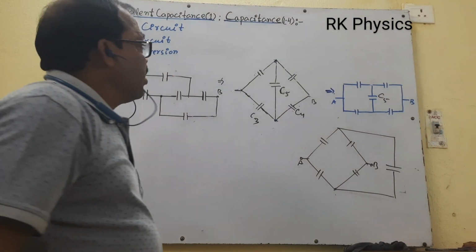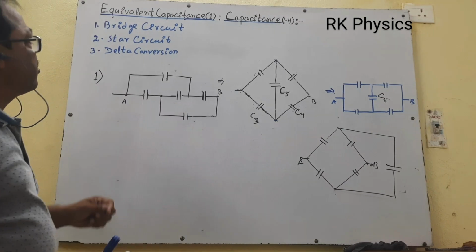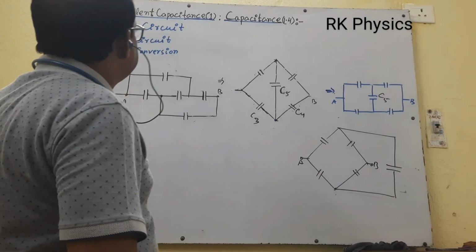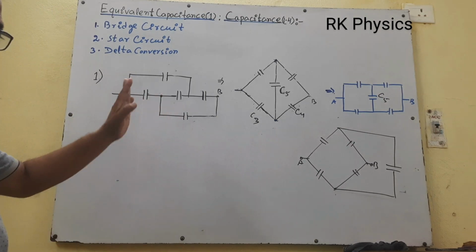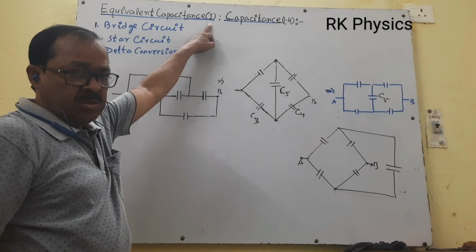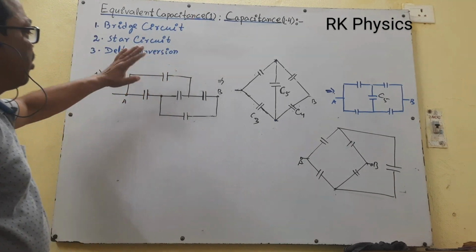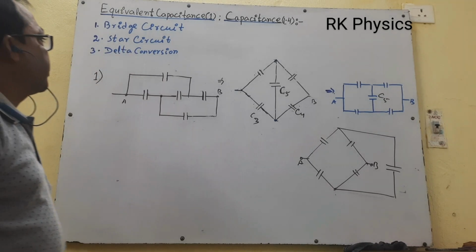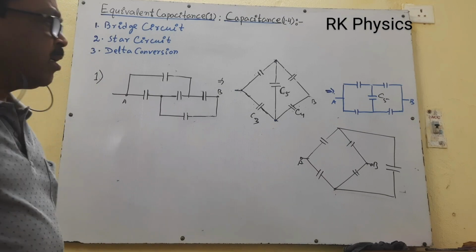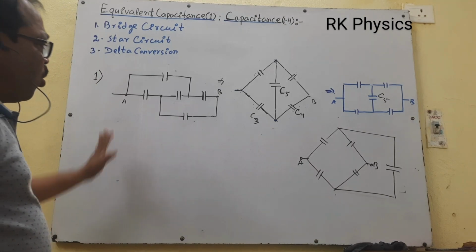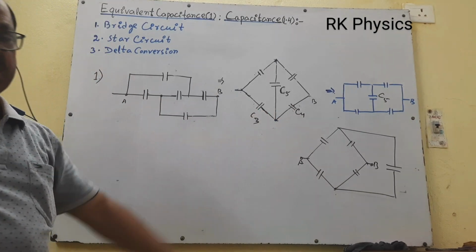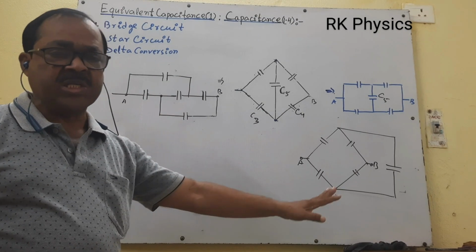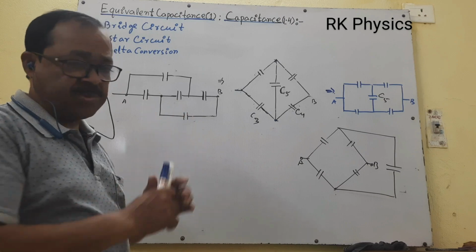Now this is the fourth video of capacitance. Here we will discuss the equivalent capacitance, and this is the first of equivalent capacitance. In this video we will deal with a bridge circuit, star circuit and delta conversion. All these four circuits given are called bridge circuits. They are exactly the same circuit but in different shapes.